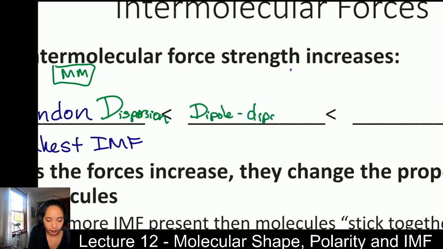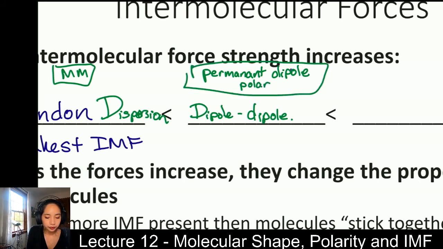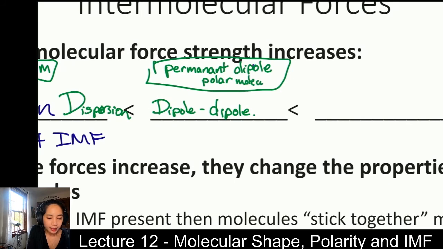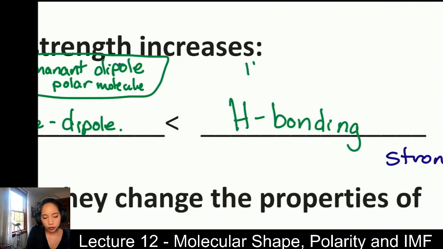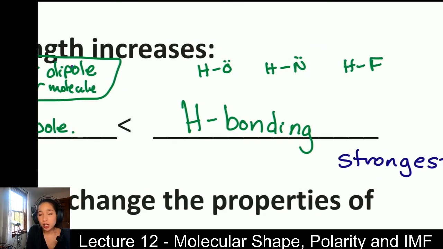In dipole-dipole, you need to have a permanent dipole, I can never spell it right, meaning you need a polar molecule. It has to be polar. And then our strongest intermolecular force, the one we just talked about, is hydrogen bonding. Hydrogen bonding is just a special case of dipole-dipole, but essentially you need a hydrogen-oxygen bond, a hydrogen-nitrogen bond, or a hydrogen-fluorine bond in your molecule.